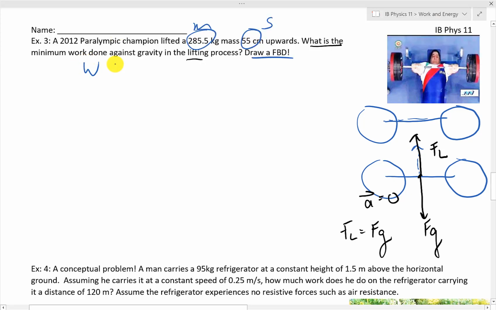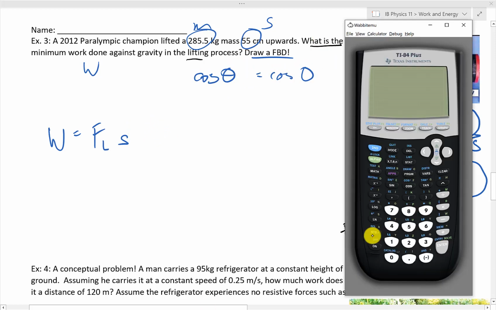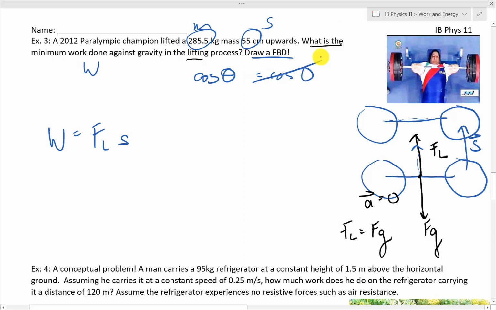So in terms of the work done, this will be the lifting force times the displacement, which is directly upwards, which means we don't need to use a cosine theta. The theta will be 0, and cosine of 0 is just equal to 1. So 1 times anything is just that thing itself. We don't even need the cosine value in here. It's redundant. So then the lifting force, since it's equal to Fg, we can use Fg instead.